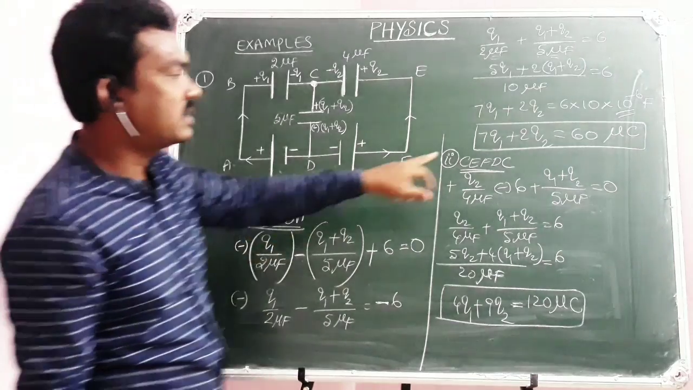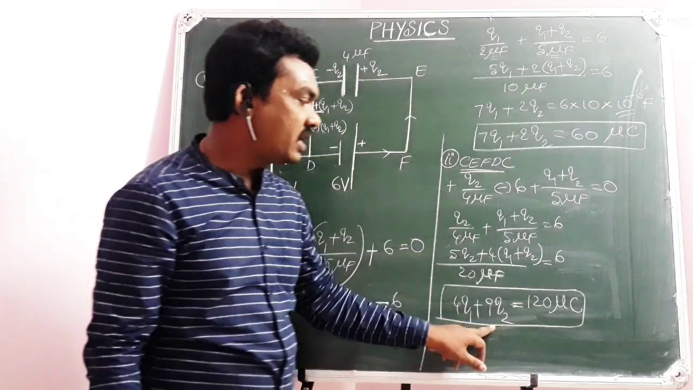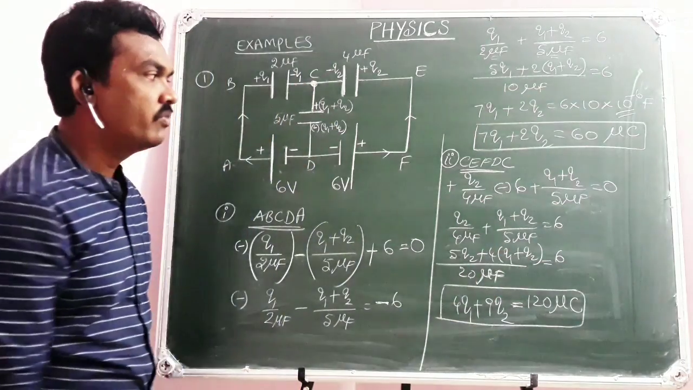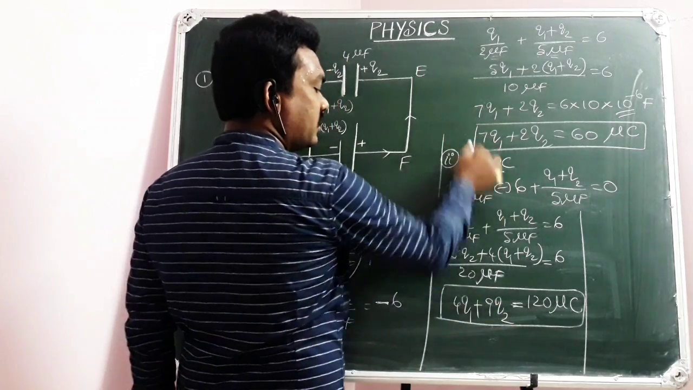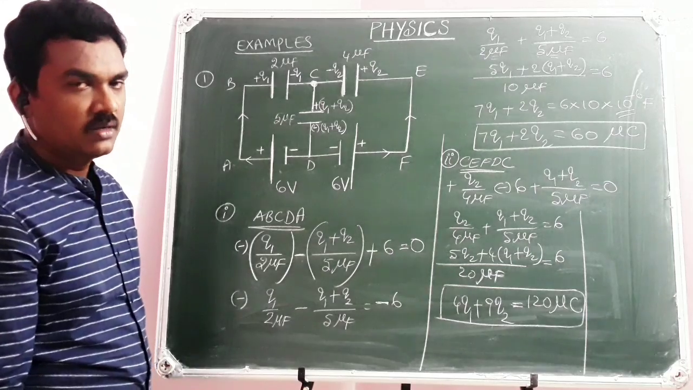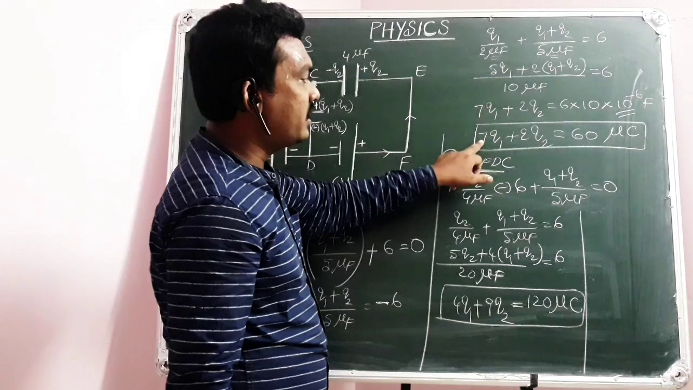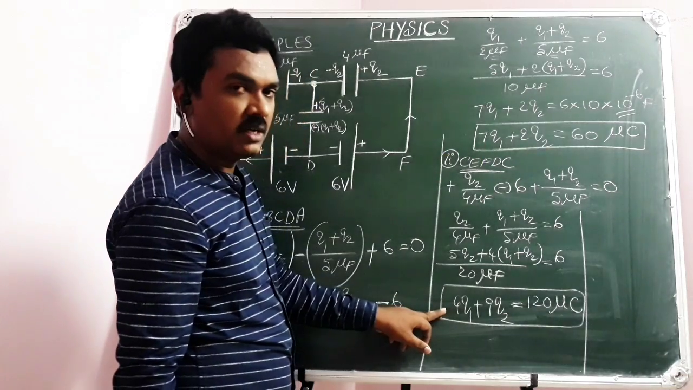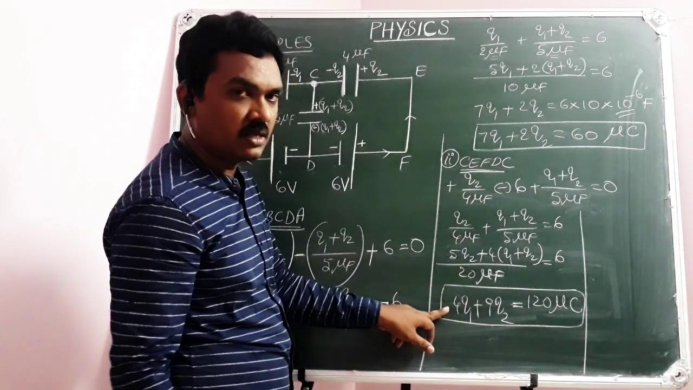So now you have got two equations, 7 Q1 plus 2 Q2 equal to 60, 4 Q1 plus 9 Q2 equal to 120. Can you simplify these two? This is the first equation, this is the second equation. Can you simplify that? Yes, you can. How can you simplify? Very simple. Do one thing. First equation multiply with 4. Second equation multiply with 7. Multiply with 4, multiply with 7, then subtract.